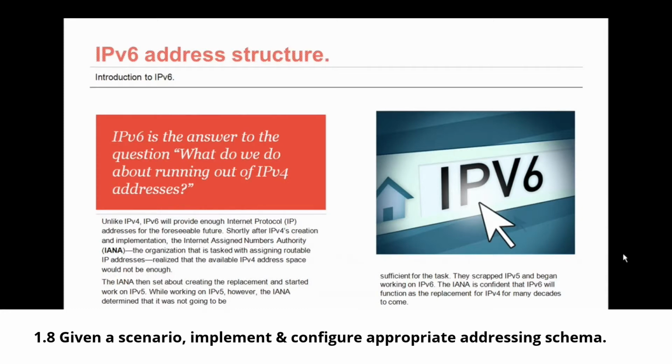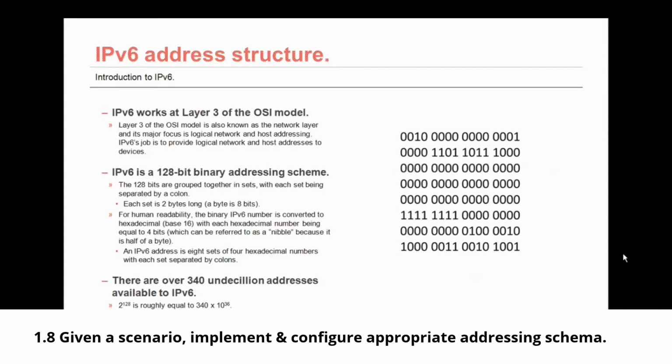The IANA then set about creating the replacement, and they initially started by working on IPv5. While they were working on IPv5, they found that due to the popularity of the internet, which was increasing at that point in time, it wasn't going to be enough. So they scrapped IPv5 and began working on IPv6. Now the IANA is confident that IPv6 will function as the replacement for IPv4 for many decades to come. Why are they so confident? Well, we'll get to that here in just a moment.